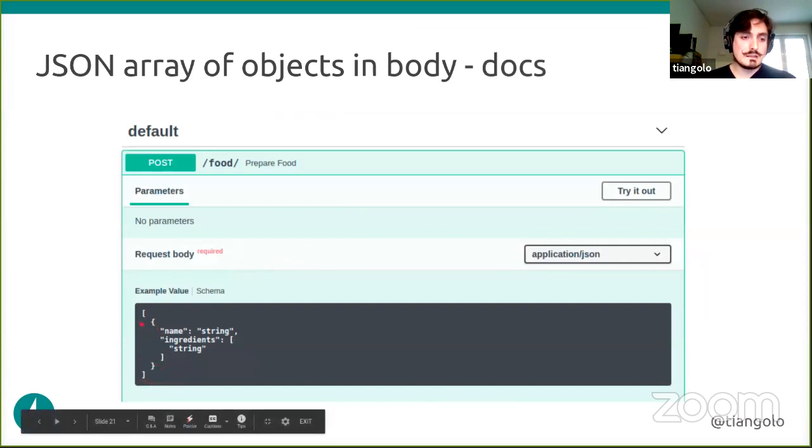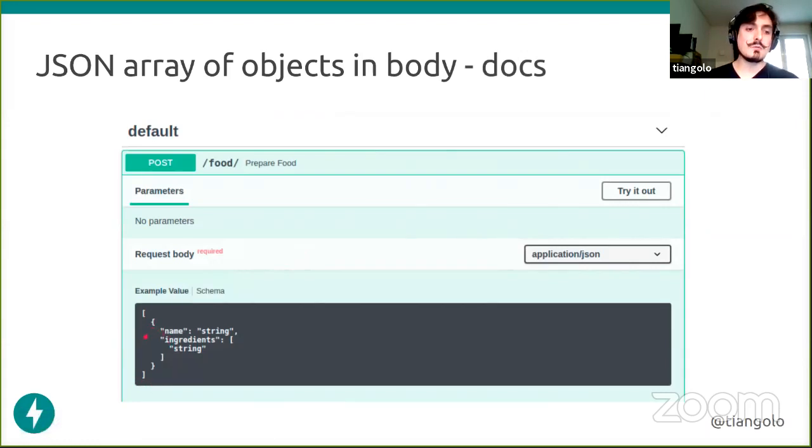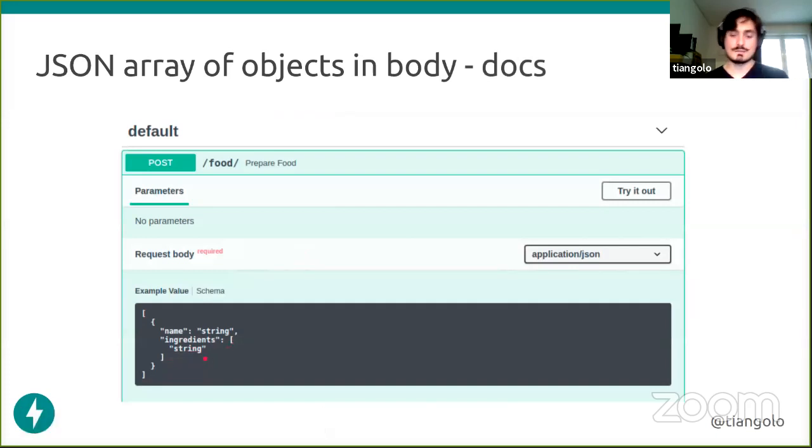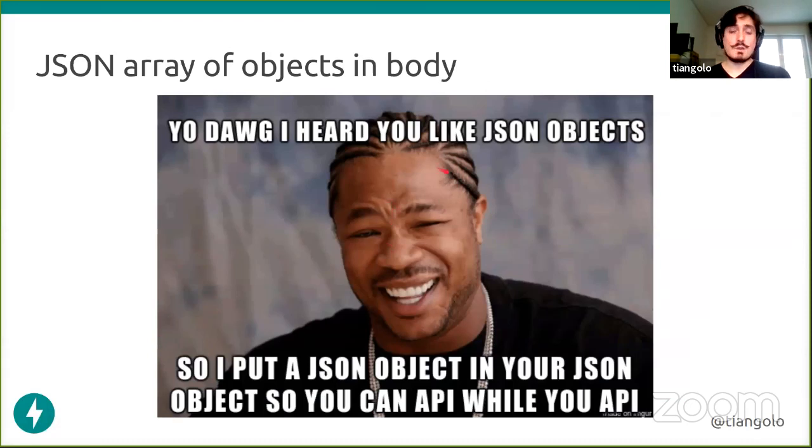our API. So we can see that this has the square brackets. So this is a JSON array, or the equivalent of a list. And it will have to have this dictionary, or this JSON object, values inside. It has the name that should be a string and ingredients that should be a list of strings. So this is all automatically documented. If you want to have JSON objects in your JSON objects, you can put JSON objects in your JSON objects.